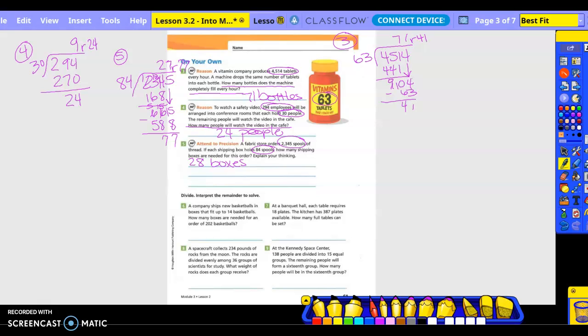things weren't left out. Number 6, a company ships new basketballs in boxes that fit up to 14 basketballs. How many boxes are needed for an order of 202 basketballs? So 202 basketballs, 14 basketballs, and they want to know how many boxes are needed. So what's my work going to be? What's my dividend?